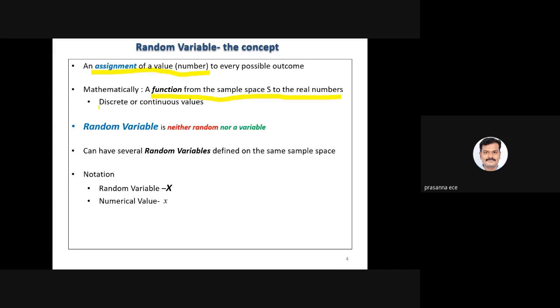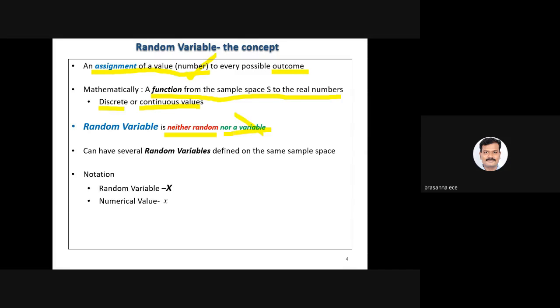So the mapping can be either a discrete mapping or a continuous mapping. So we'll see what these discrete mappings and continuous mappings are in the upcoming examples. Okay. So one important point you should remember is that the naming of a random variable is confusing, right? So the random variable is neither random nor a variable. Okay. So given a particular outcome, you have a fixed number. Okay. So here you are giving a number to a particular outcome, right? So once the outcome is fixed, your number is fixed. So it is not a variable.